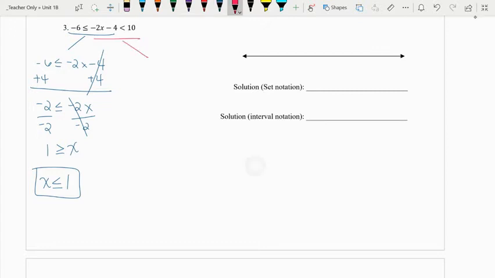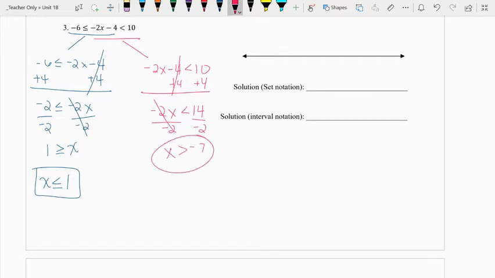Our second equation is -2x minus 4 is less than 10. Remember, we take the whole middle term. We would add 4 again, and we get -2x is less than 14. Divide by -2, and yet again, when we divide by a negative, we flip our inequality. So x is greater than -7.